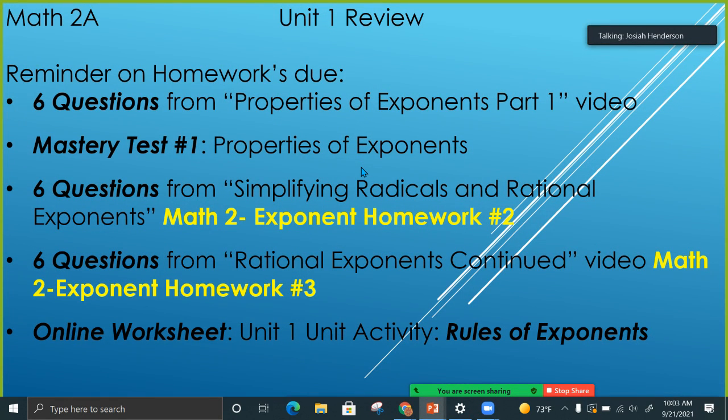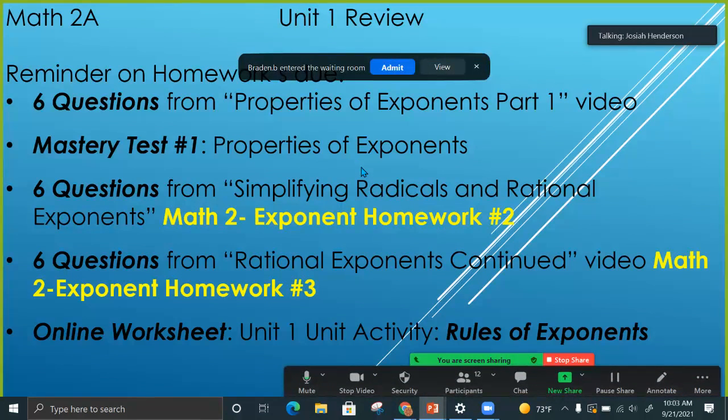Now it looks kind of like a long list. It's really just 5 items that I counted. So it's all the same list that I showed you yesterday, plus our online worksheet from yesterday.